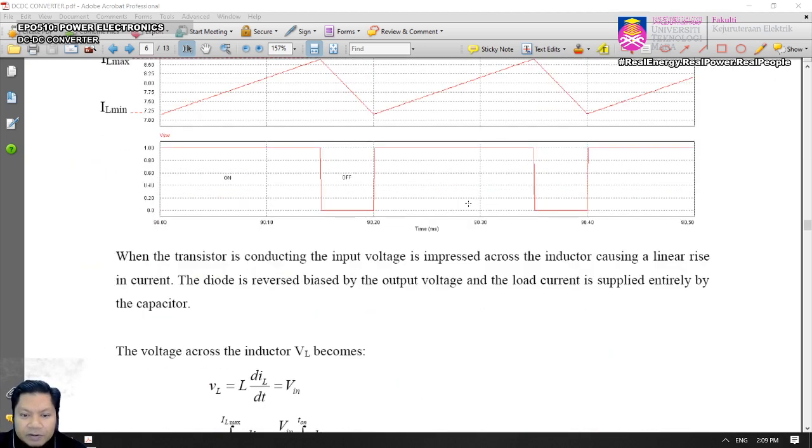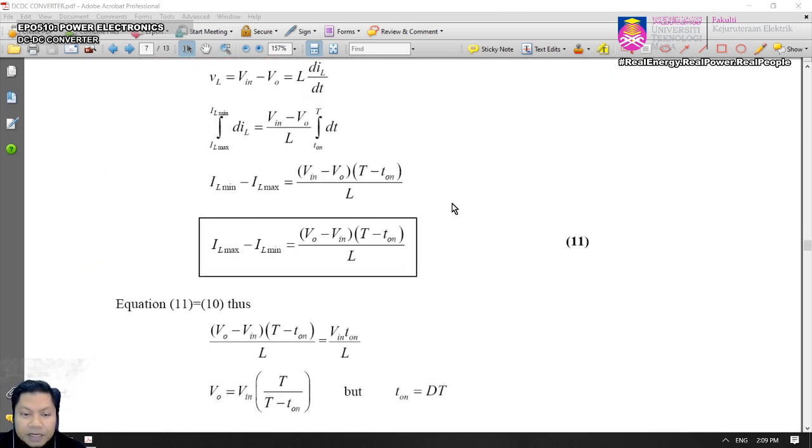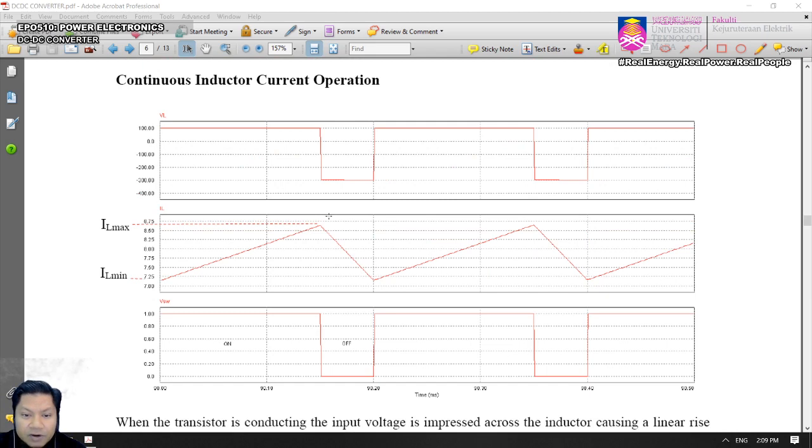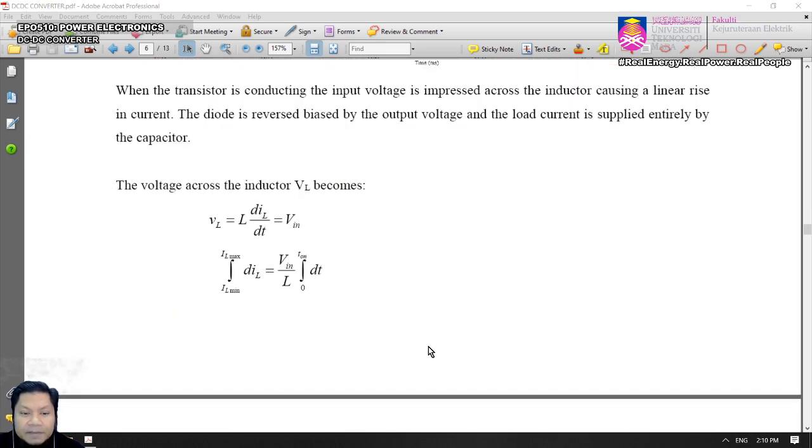So if you look at the waveform again, there you are. You have your current reduced from IL max to IL min, and this is your T off from there to there, and we have T on there. This is your T. Okay, so do the KVL again.